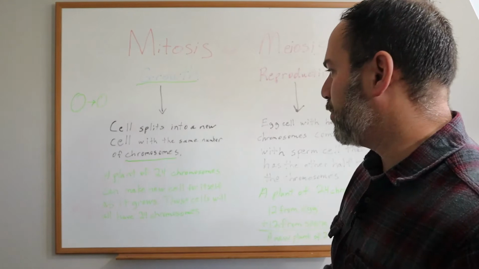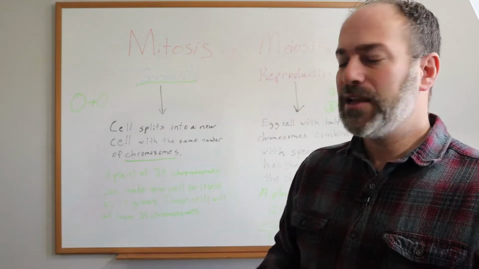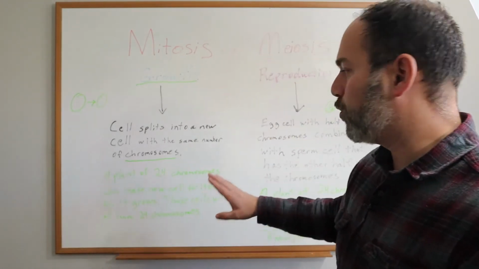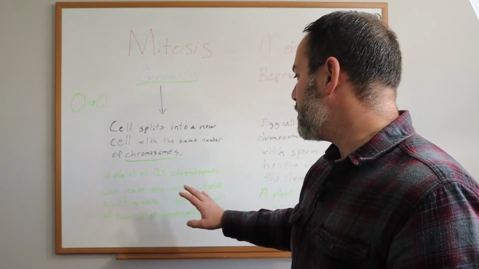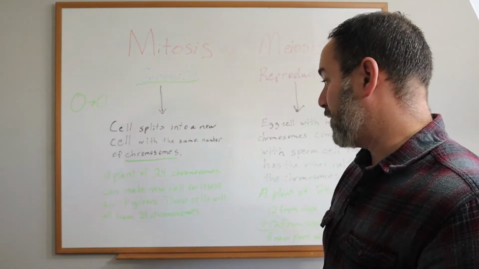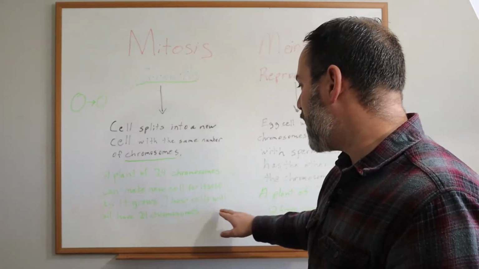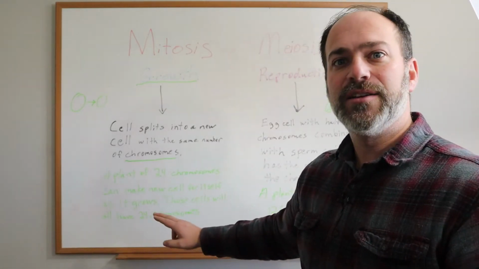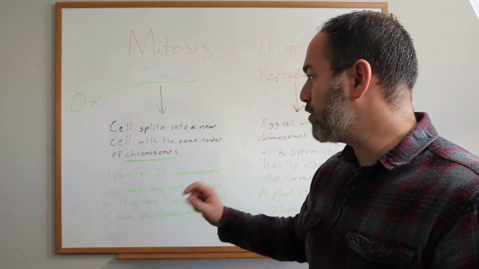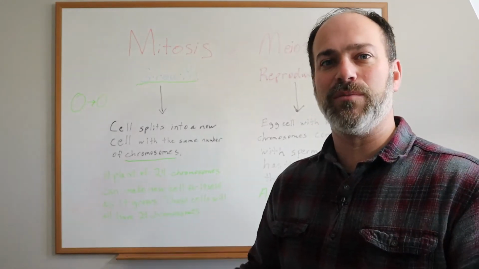We're going to use an example here. We're going to look at a plant. Okay? Let's talk about a plant for a minute. And a plant of 24 chromosomes can make new cells for itself as it grows. It can reproduce. It can grow. More cells can be added. Those cells will all have what? 24 chromosomes. In other words, every cell that is added will have the same number of chromosomes.